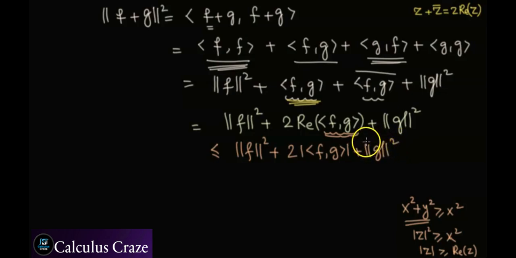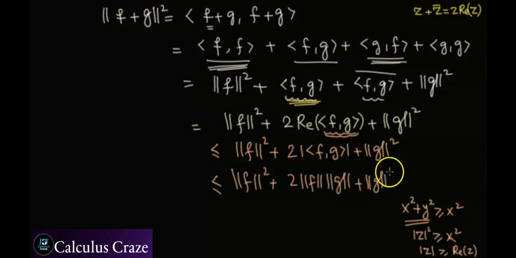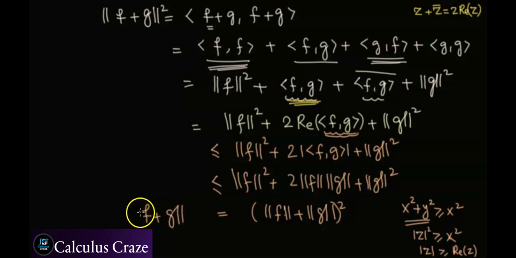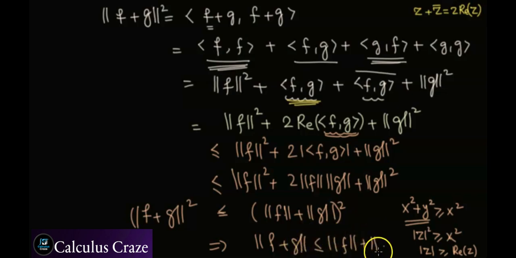And now you can use the Cauchy-Schwarz inequality. So the norm of f squared plus 2 times the norm of f and the norm of g plus the norm of g squared, and you can write this as the norm of f plus the norm of g, all of this squared. It is greater than or equal to the norm of f plus g squared. So from here you can directly deduce the triangular inequality, right? So we used the Cauchy-Schwarz inequality.